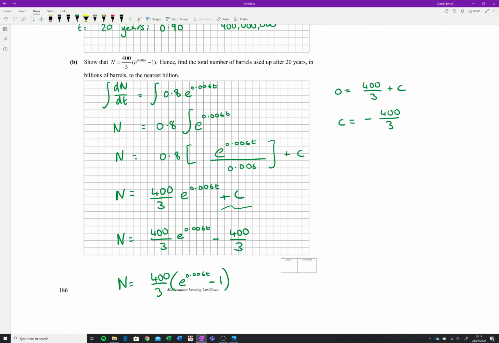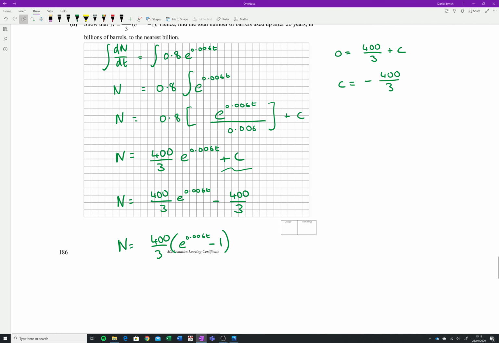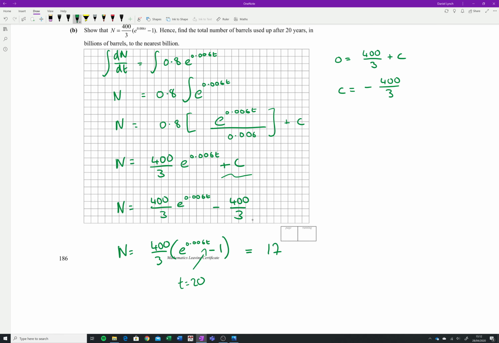Hence, find the total number of barrels used up after 20 years. We're just going to say when t is 20, what's that going to give us? Hang tight and we'll do that. 400 over 3 multiplied by e to the power of 0.006 times 20, minus 1, close our bracket. So after 20 years, to the nearest billion, it is 17 billion.